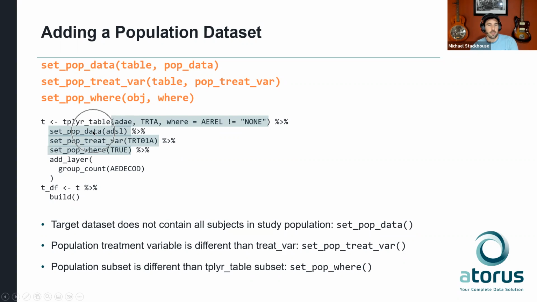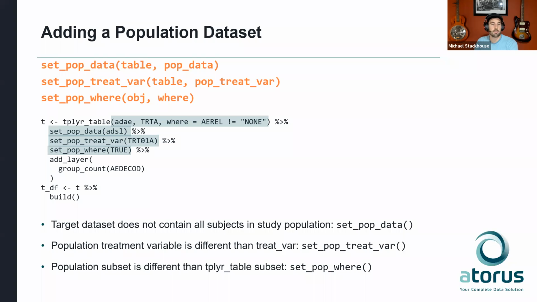So set pop data, we're going to say, okay, my population data is coming from ADSL. Set pop treat var. In this case, TRTA is the treatment variable in ADAE, but there is no TRTA that exists in ADSL for the data from the CDISC pilot, which we use for absolutely everything pretty much. But you have that circumstance where TRTA, you need to merge that back to TRT01A in the population data to merge the treatment groups properly. So we set the population treatment variable to TRT01A.